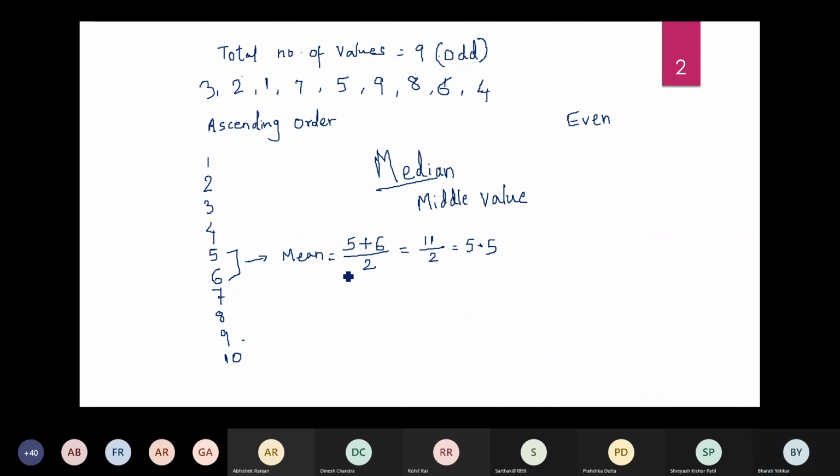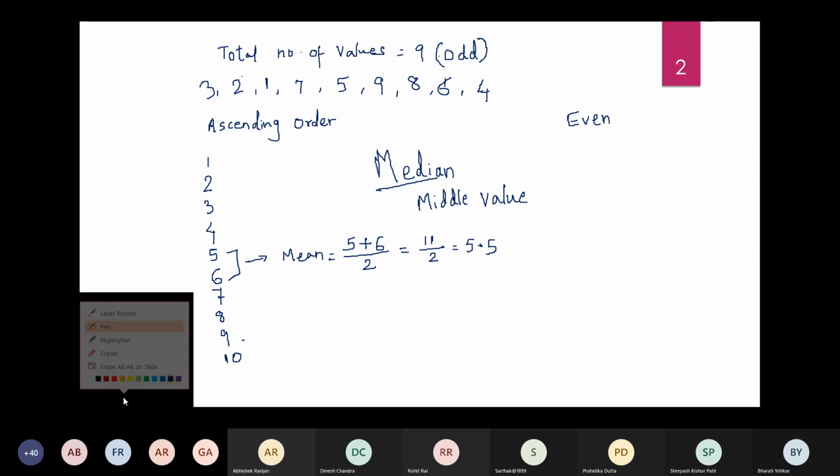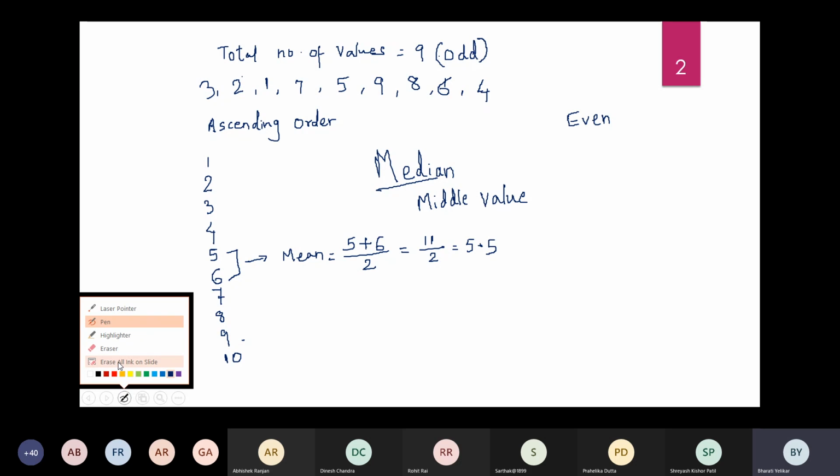Now, what will be the? Should I erase all this? Have you written in short? Mean, median? Yes, you were asking something. Any doubt? Anybody has any doubt till now? No? Okay. I will erase this. Would you like to say something? Okay.